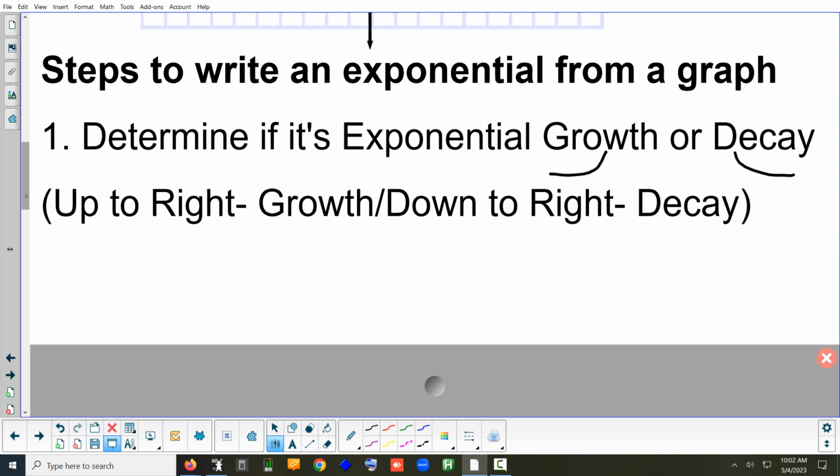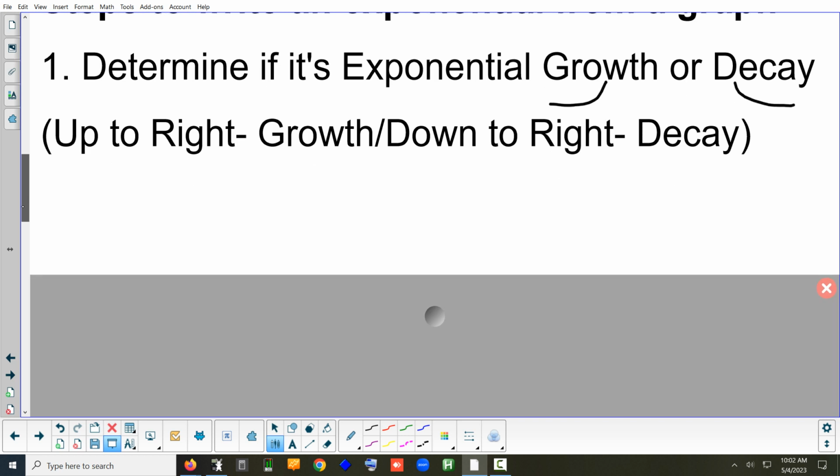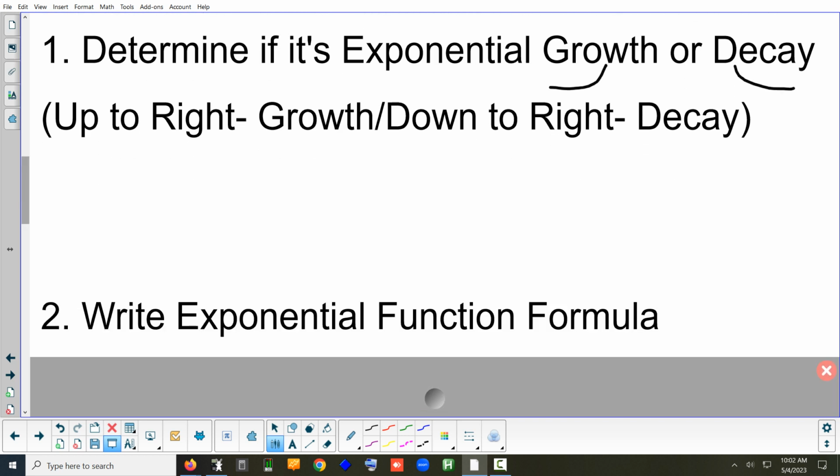Okay, so we got to figure out if it's growth or decay. The next step is to figure out our formula. And the formula has 2 letters in it. It has an a value and a b value. Okay, we need both.